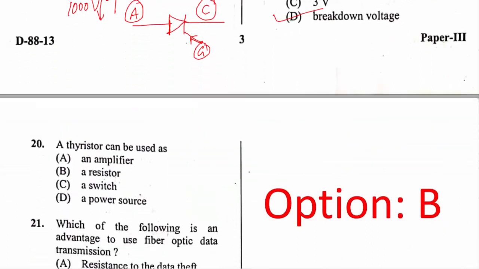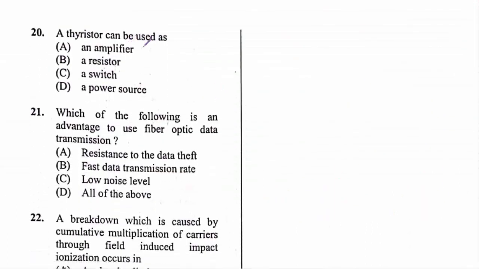20th question what they are given is the thyristor can be used as, this question is a part of power electronics, the thyristor can be used as a switch. Directly you can tell, so option C is the correct one.